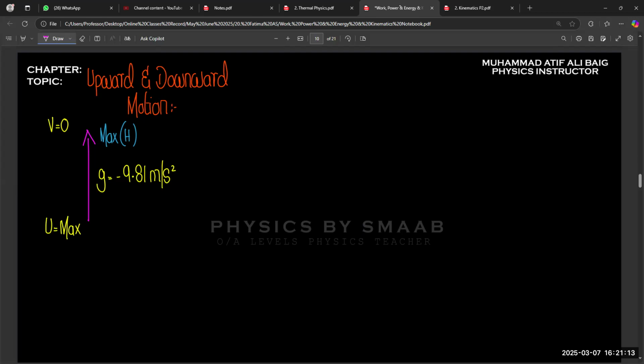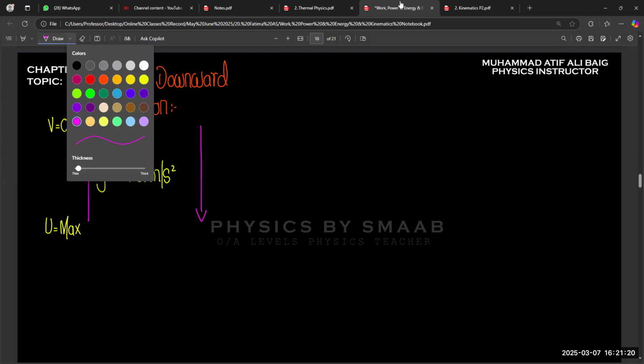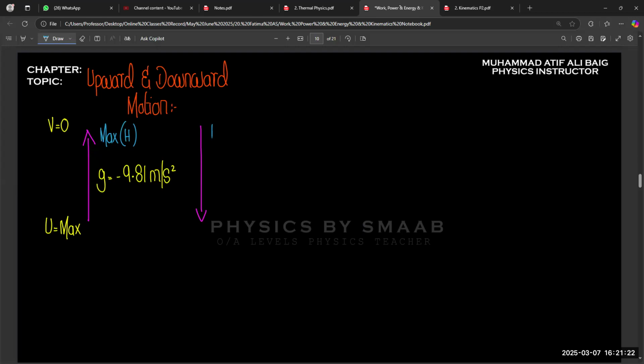So let's suppose we are moving in a downward direction. Now this time we are talking about downward motion. Downward motion definitely starts from maximum height. Since last time we discussed in upward motion, the final velocity is 0, this time we consider the initial velocity 0.